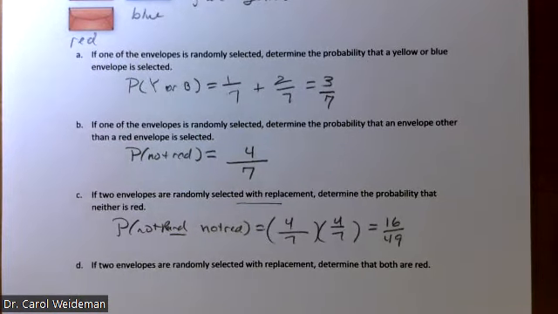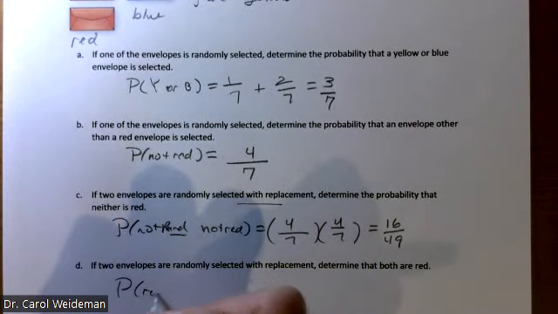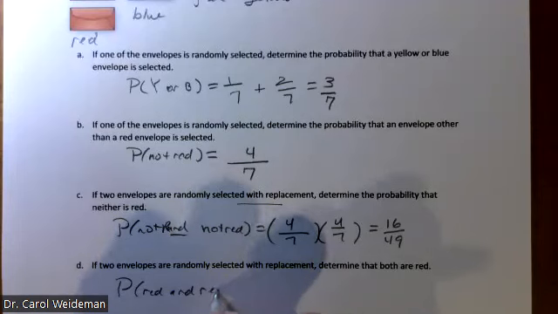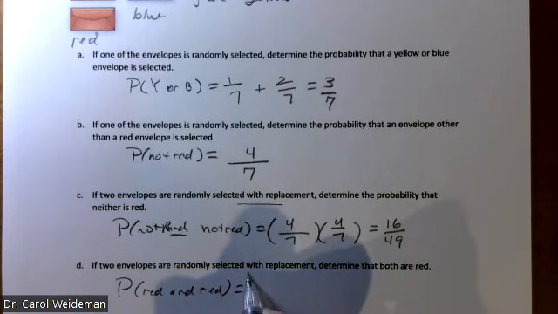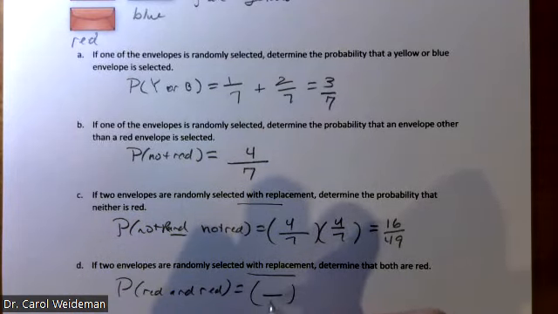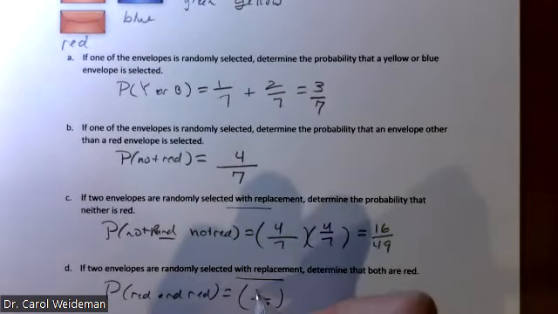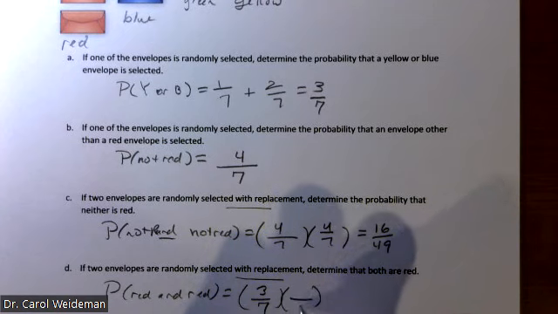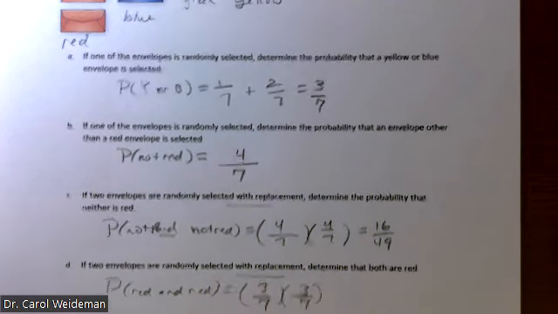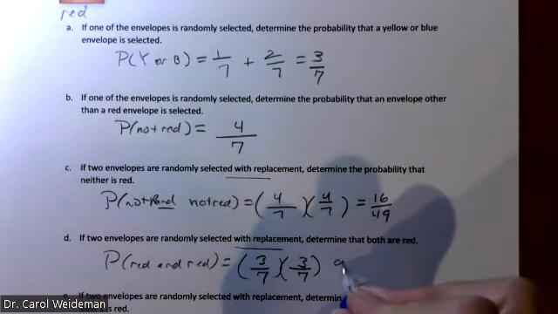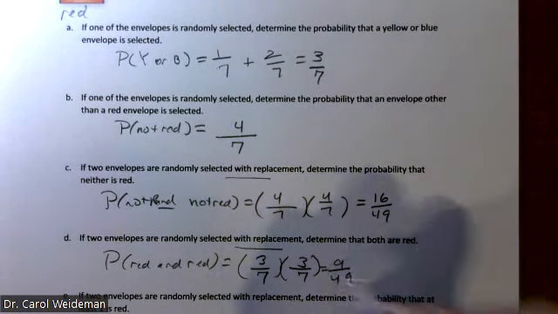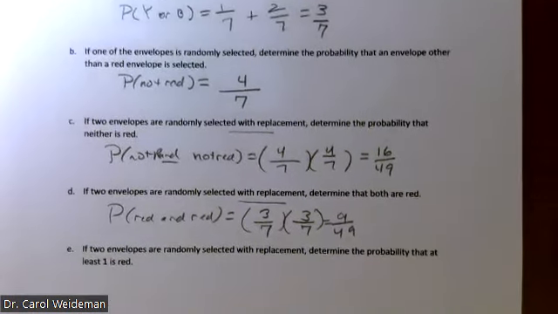Okay, now we're going to pick 2 envelopes, and we want to determine that they're both red. So probability red and red, and we're sampling with replacement. The first time I go in, how many red envelopes do I have? I have 3. I'm going to put that envelope back and pick again, and I still have 3 to pick from. So it's 9 over 49 for my answer there.